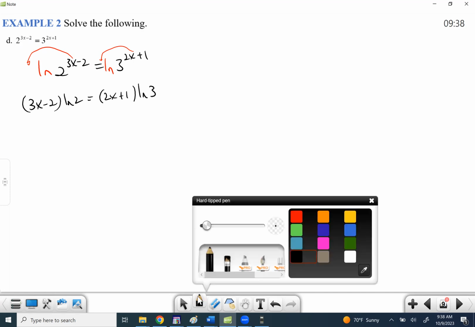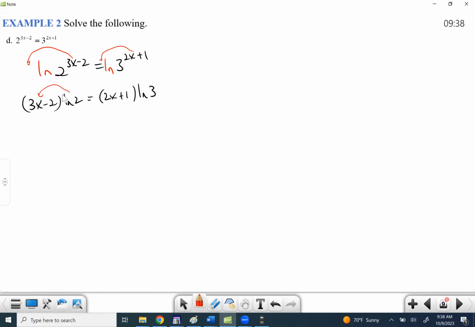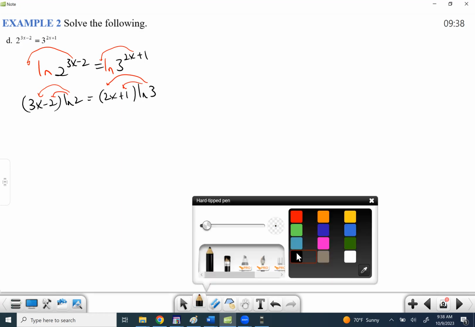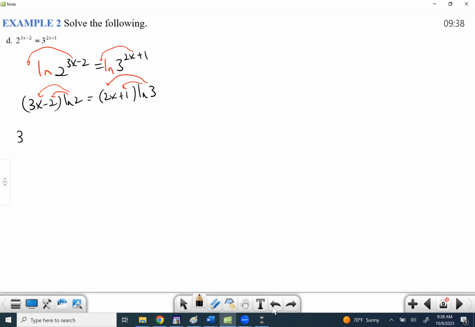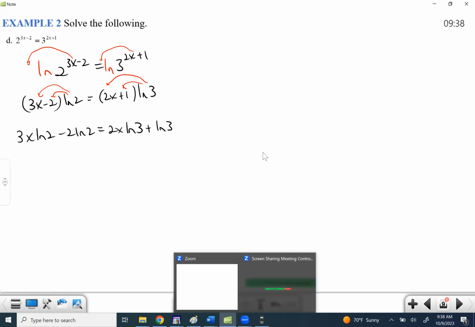Now there's 2 x's, so we can't just go and get one of the x's by itself. So we're going to have to distribute in this case. So let's see, when we distribute, we get 3x natural log of 2 minus 2 natural log of 2. Then on the other side, 2x natural log of 3 plus 1 times natural log of 3. So now we're going to go ahead and get everything that has an x on one side and anything that doesn't have an x on the other.